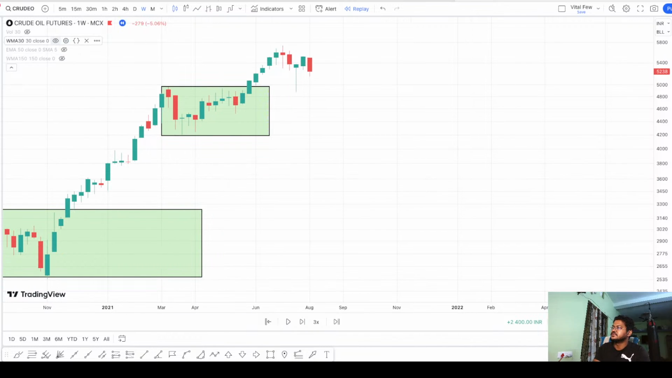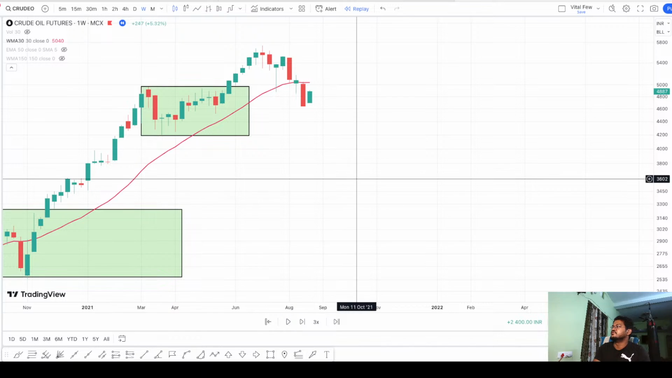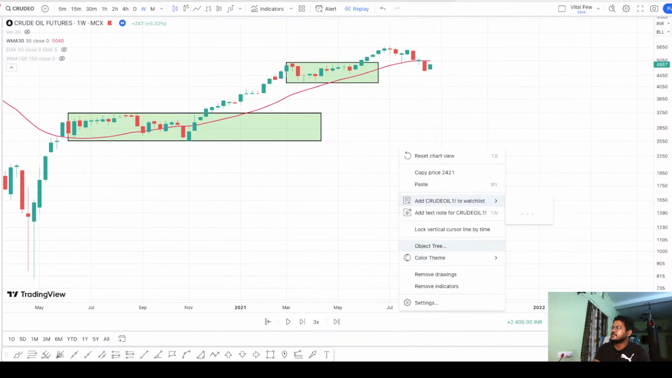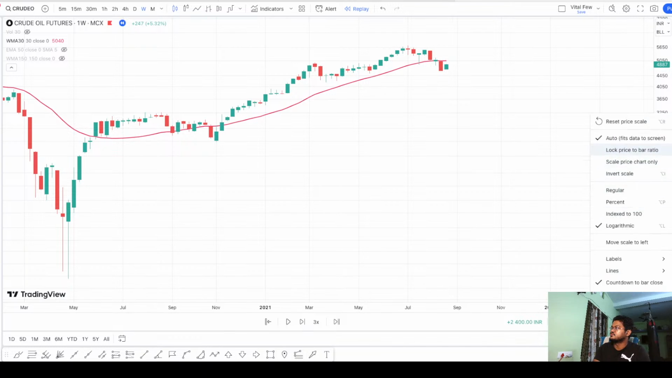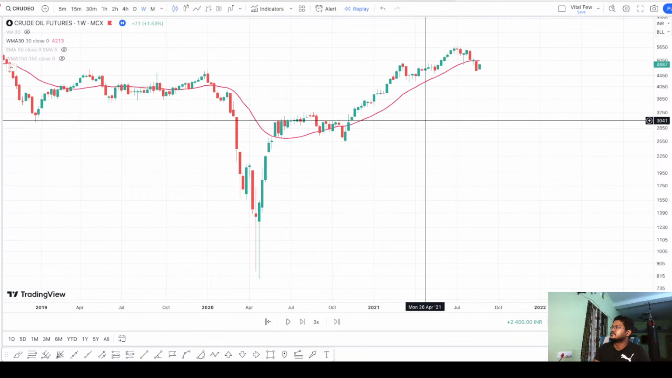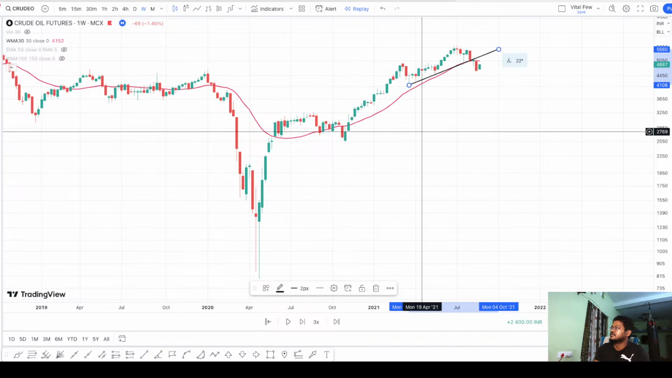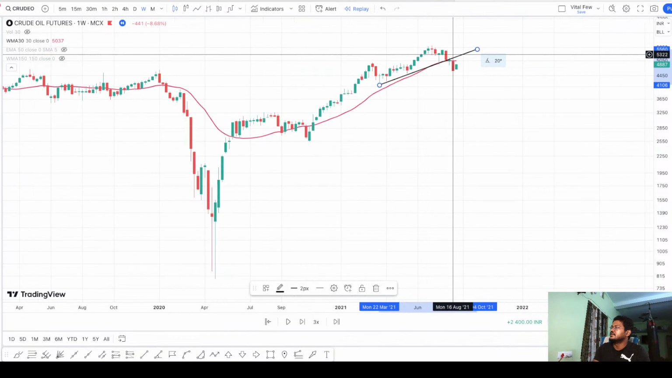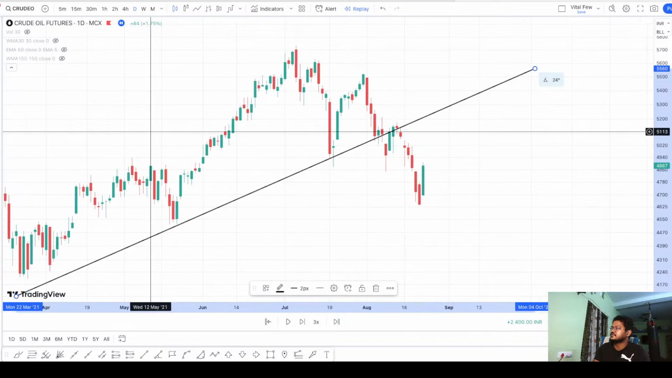We'll also use the 30 period moving average to check the price reaction, and you can see the 30 period moving average has already been breached in weekly time frame. So this is actually a strong downside. This could be a strong downside move for the price because it has already breached this level. Okay, at this level. And now let's go to weekly time frame, sorry, daily time frame, to see the action.